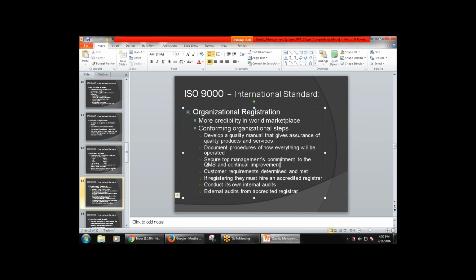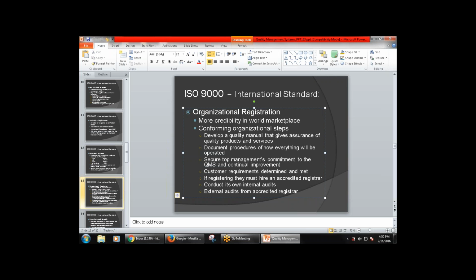So there is secure top management commitment to the QMS and continual improvement. So there are top bodies available, and there is top management commitment to the QMS and continuous improvement. Then customer requirements are determined and met. So the customer requirement is determined and met with this.